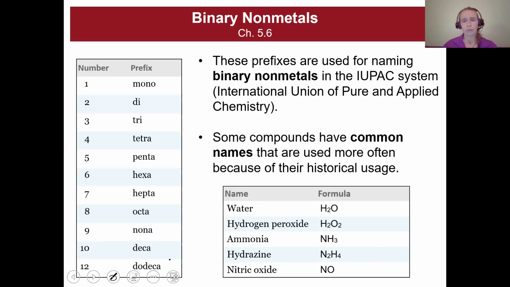So these prefixes are used for naming these binary nonmetals or these binary covalent compounds in the IUPAC system. Here it is. I said IUPAC before, but here's what it stands for: the International Union of Pure and Applied Chemistry. So this is that nomenclature thing that I told you about before, where chemists are very particular about what we call things. And these are all the prefixes.